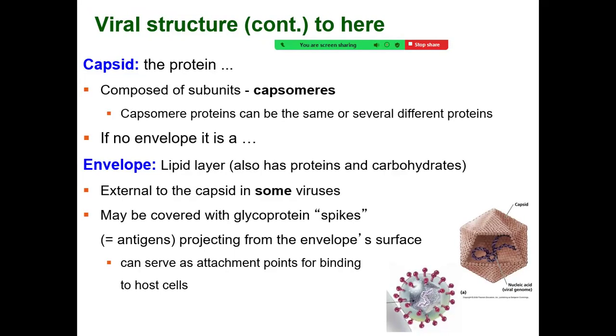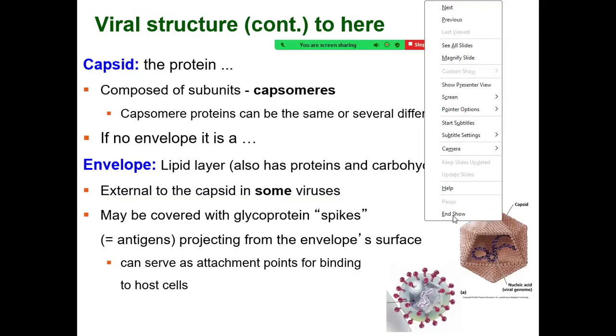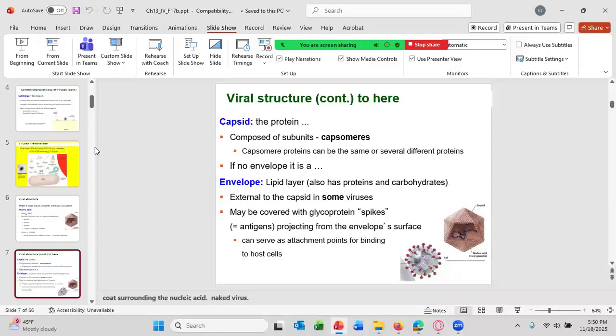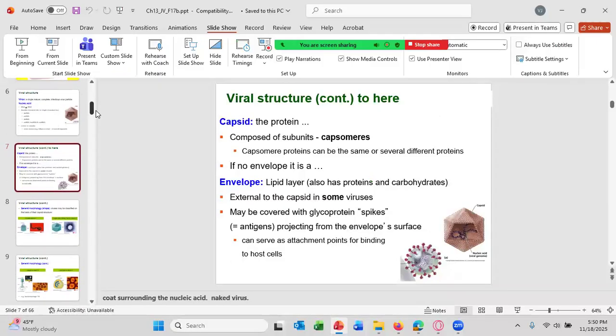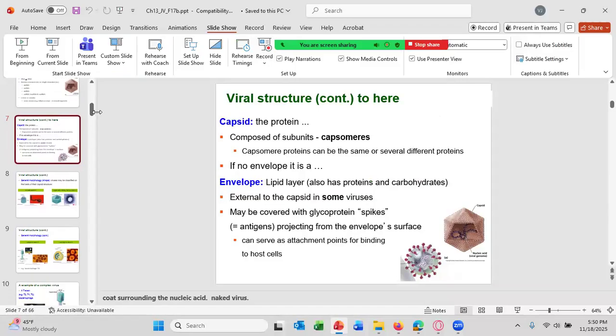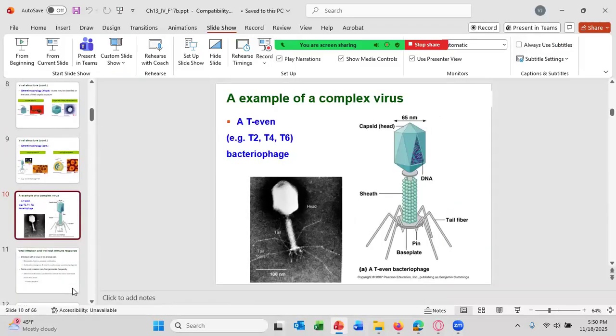Different viruses can have more than one capsomere. This virus is only showing you one capsomere. Let me show you another virus which has multiple capsomeres. Here's one. This one has one capsomere in the head. It has at least two capsomeres on the sheath, and then a third capsomere on the tail base plate.